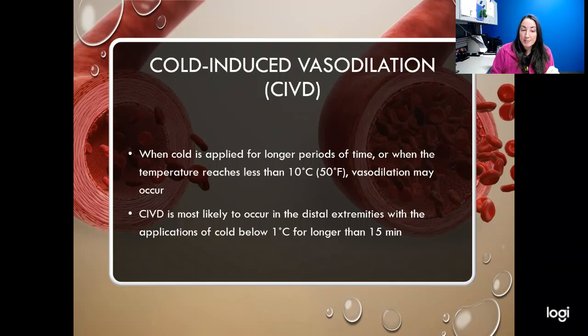This most often happens in distal extremities, and with the application of cold below 1 degree Celsius, which is around 33.8 degrees Fahrenheit, for longer than 15 minutes. So if we're putting ice that's below that, below 1 degree Celsius, it's below freezing, then if we're putting ice on an area, we don't typically leave it on more than 15 minutes. Usually I'll do about 10 to avoid causing vasodilation.